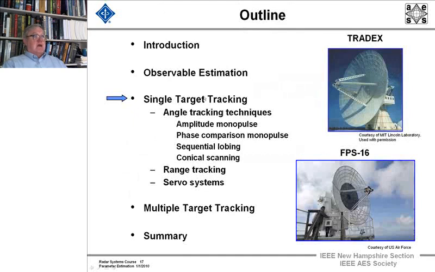Okay, now let's look at single target tracking techniques. That's going to be the topic of the next lecture, and we're going to take a break here.